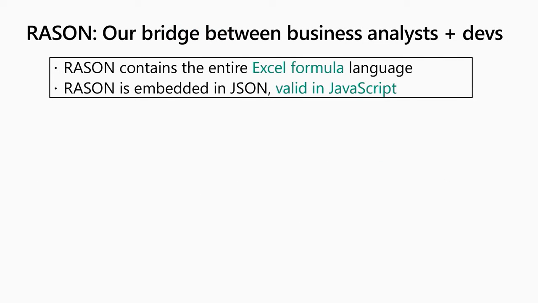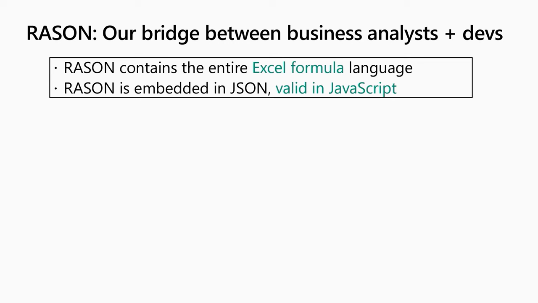So about Rason. Rason stands for RESTful Analytic Solver Object Notation. It has two key attributes. We work in a world where there are other vendors of optimization and simulation and data mining software, and several of them offer high-level modeling languages. So Rason is our high-level modeling language, but the way it's differentiated from all the other modeling languages is twofold. One is it contains the entire Excel formula language as a subset.